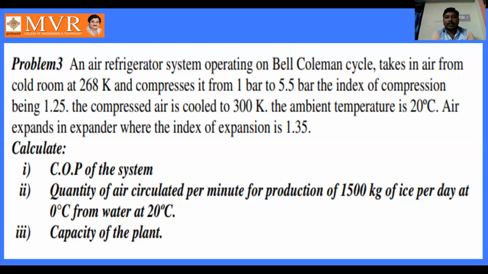See here, we already know how to calculate the coefficient of performance of the system. In the previous problem I have solved how to calculate the coefficient of performance. And the second point which we should calculate here is the quantity of air circulated per minute. What is the air which is circulating in the system per minute for production of 1500 kg of ice, that is, what is the air which is circulating there for converting the water into 1500 kg of ice per day.